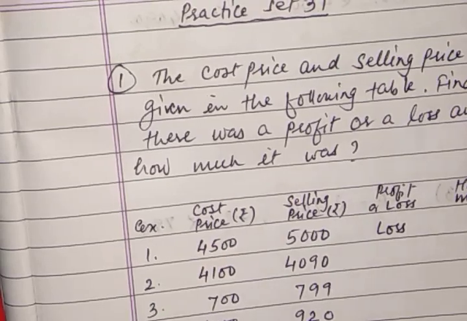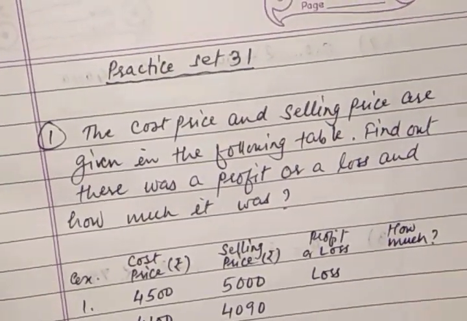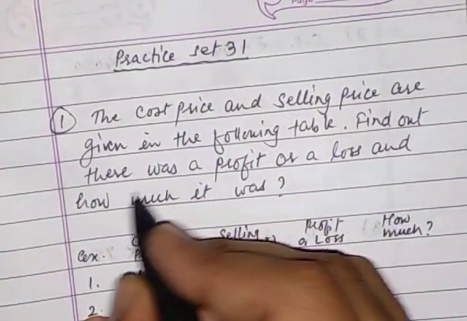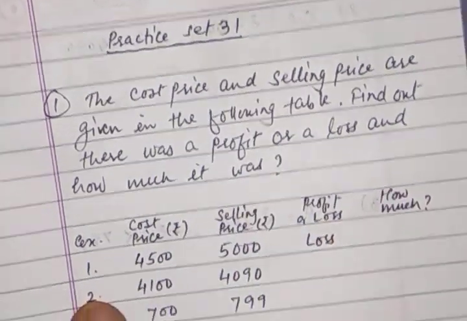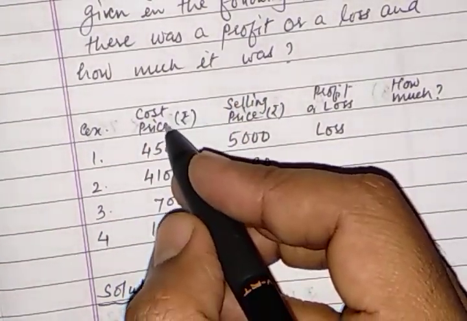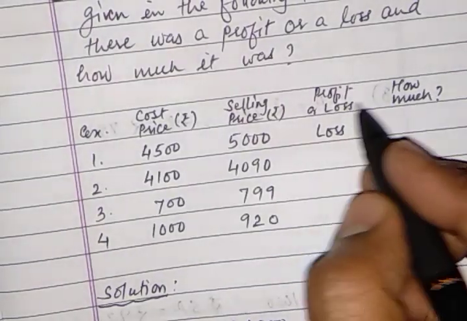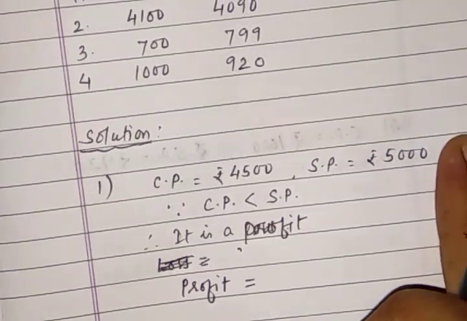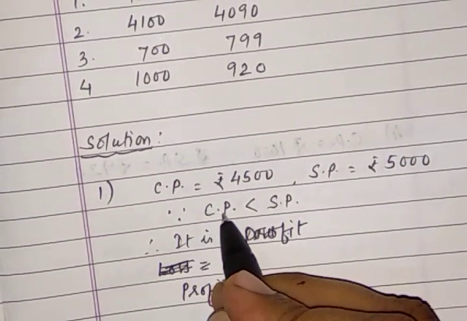Okay, students, now we will start with practice set 31. The cost price and selling price are given in the following table. Find out whether there was a profit or a loss and how much it was. So in these two columns we can see cost price and selling price are given. We have to find whether it is profit or loss and by how much. So first thing you have to do is write down cost price and selling price. Then we will decide which one is greater.